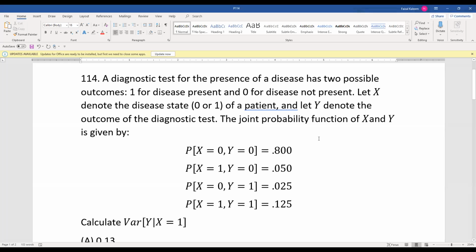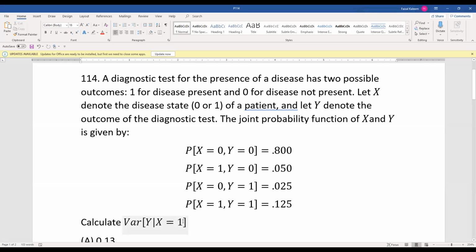A diagnostic test for the presence of a disease has two possible outcomes, 1 for the disease present and 0 for not present. Let X denote the disease state, 0 or 1, and let Y denote the outcome of the diagnostic test. The joint probability function of X and Y is given below. Calculate variance of Y given X equals 1.